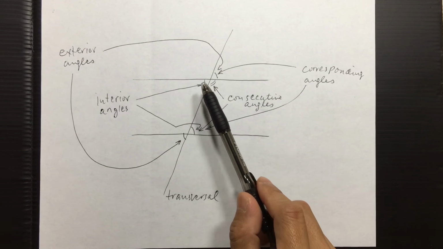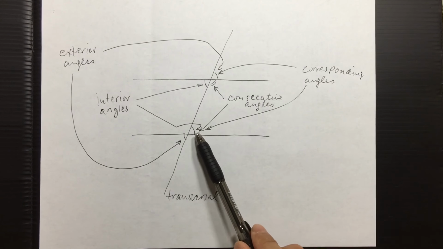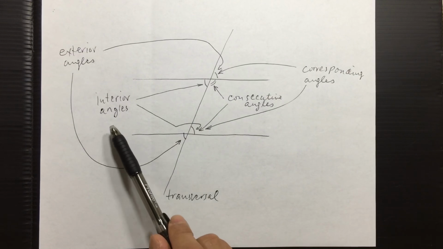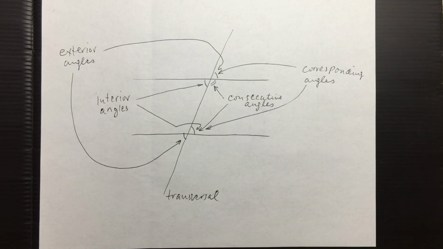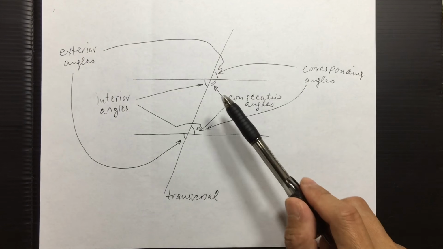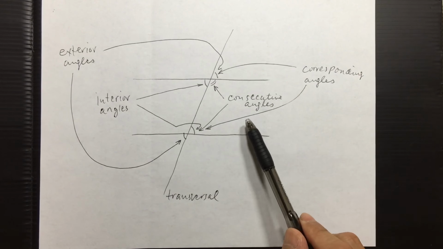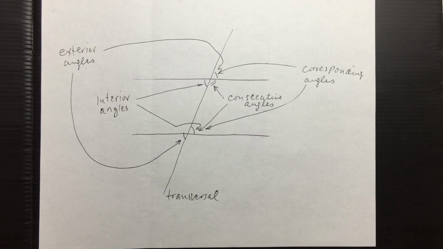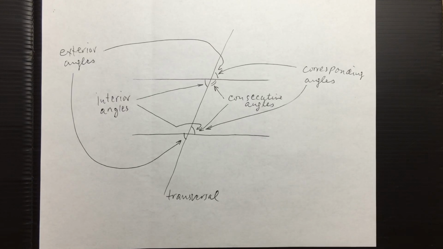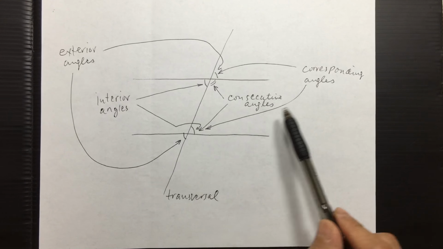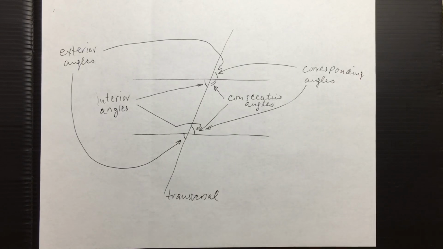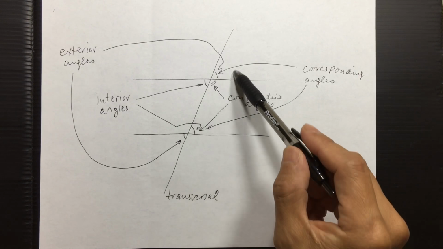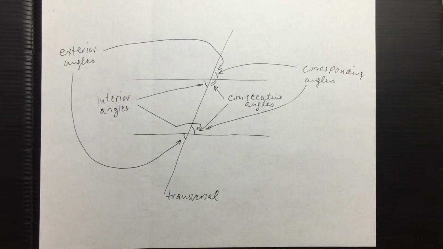Those two angles we were talking about are called interior angles, right? And then the angles on the same side are called consecutive angles. These two angles add up together to how many degrees? 180, yes. And then these two angles are called corresponding angles, and this angle is called an exterior angle.